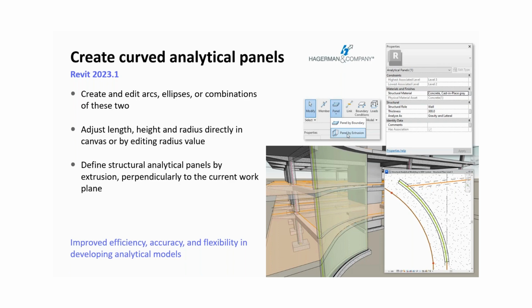In addition, you can now define a path and create analytical panels by extrusion having a perpendicular orientation to the current work plane. You can use any work plane for this purpose, enabling you to model curved walls and roofs. With this enhancement, structural engineers will benefit from improved efficiency, accuracy, and flexibility in developing analytical models from their structures with Revit 2023.1.